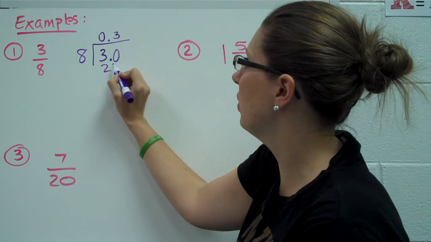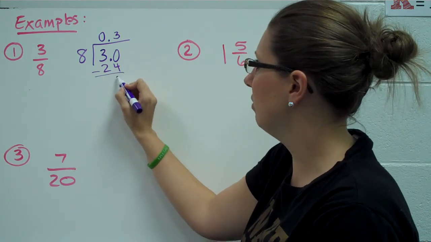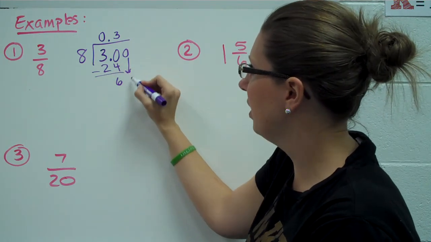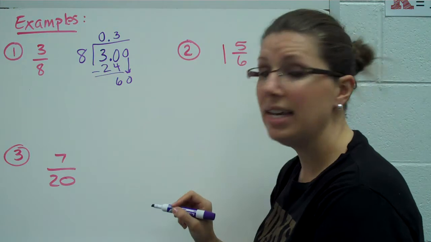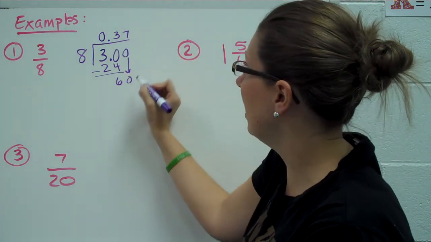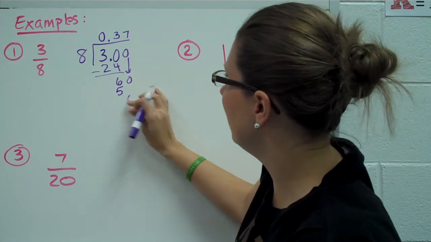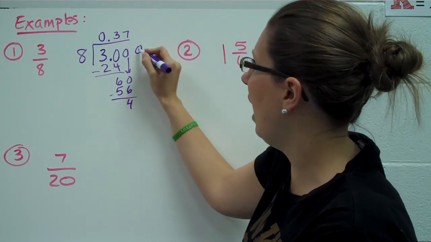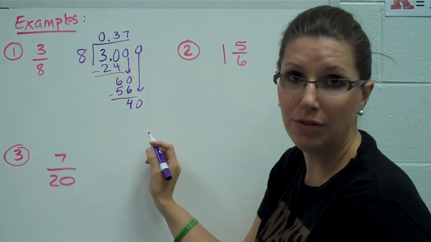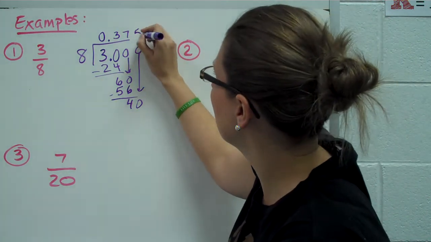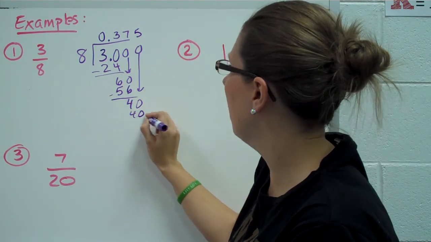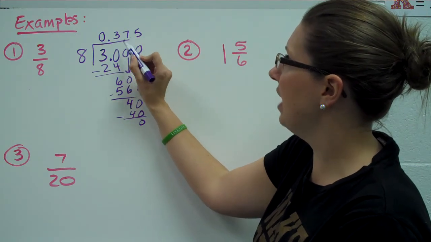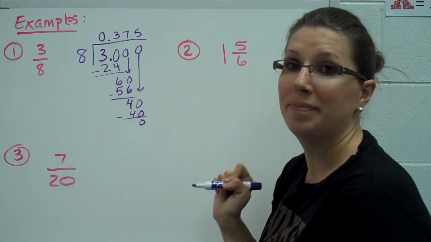3 times 8 is 24. Subtract, and I'm left with 6. So 8 can't go into 6, so I'm going to add a 0, bring it down. Can 8 go into 60? Yes, it can. It can go in 7 times. 7 times 8 is 56. And I subtract, I'm left with 4. Add one more 0, bring it down. 8 goes into 40 exactly 5 times. So I can show that here with my long division, and 375 thousandths is my final answer.